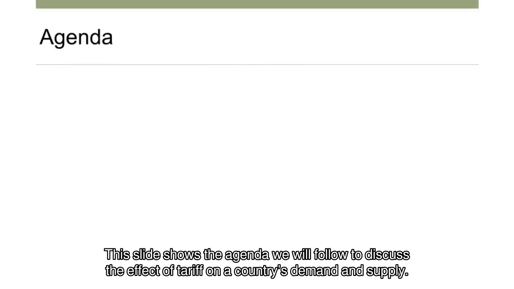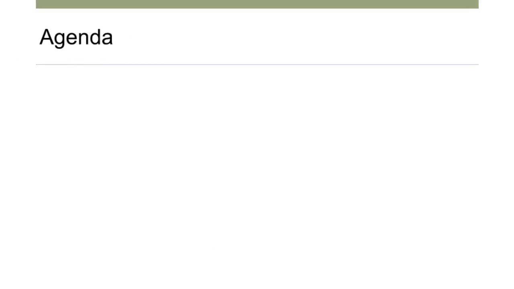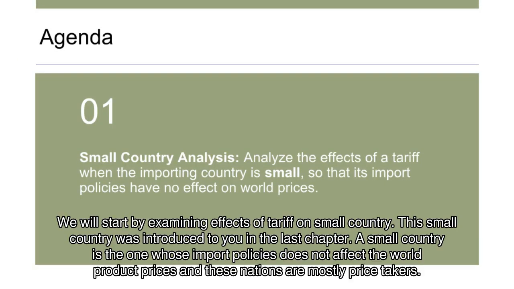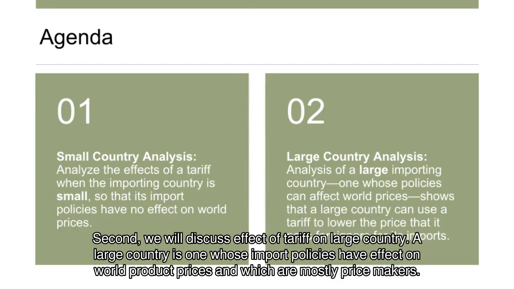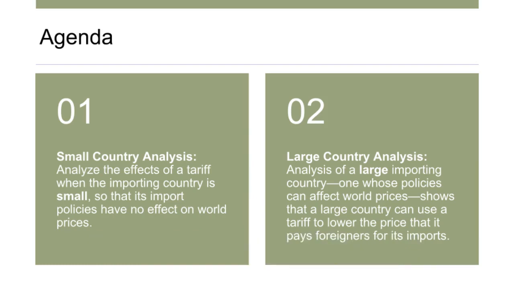This slide shows the agenda we will follow to discuss the effect of tariff on a country's demand and supply. We will start by examining effects of tariff on a small country. This small country was introduced to you in the last chapter. A small country is one whose import policies do not affect the world product prices, and these nations are mostly price takers. Second, we will discuss the effect of tariff on a large country. A large country is one whose import policies have an effect on world product prices and which are mostly price makers.